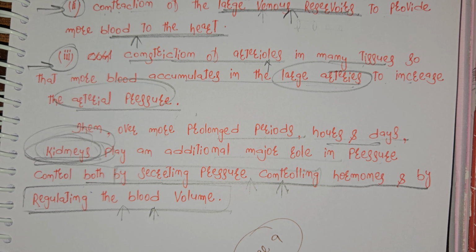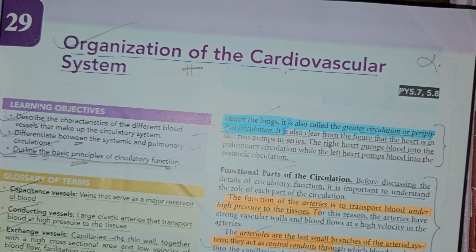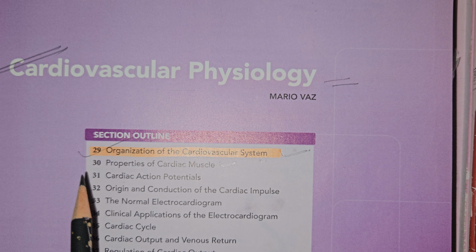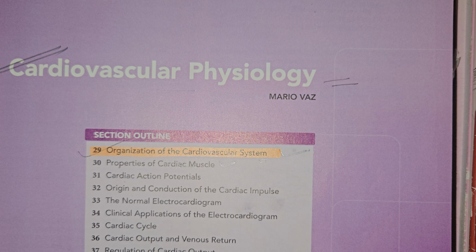Thank you very much. This chapter, organization of the cardiovascular system, is clear. Now in the next video, we will start the properties of cardiac muscle from Guyton.